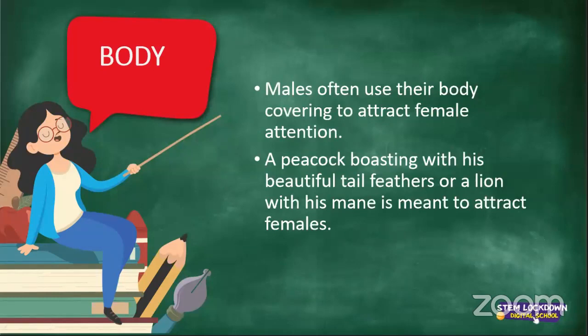We already looked at a picture about this. We looked at a peacock's picture, but males often use their body coverings to attract a female's attention. So it will make itself really beautiful for the female. Like a peacock boasting with his beautiful tail feathers, or a lion that will boast with his mane. That is all meant to attract the females.